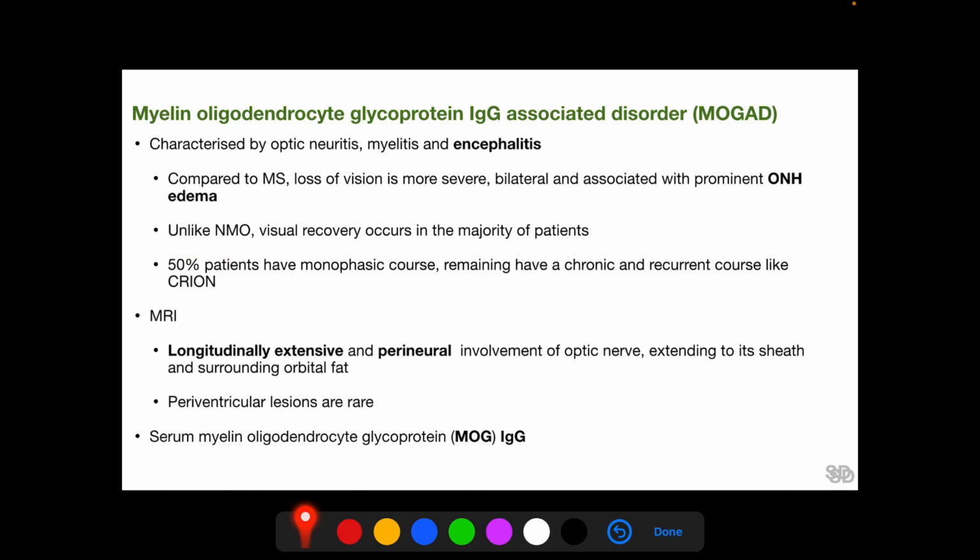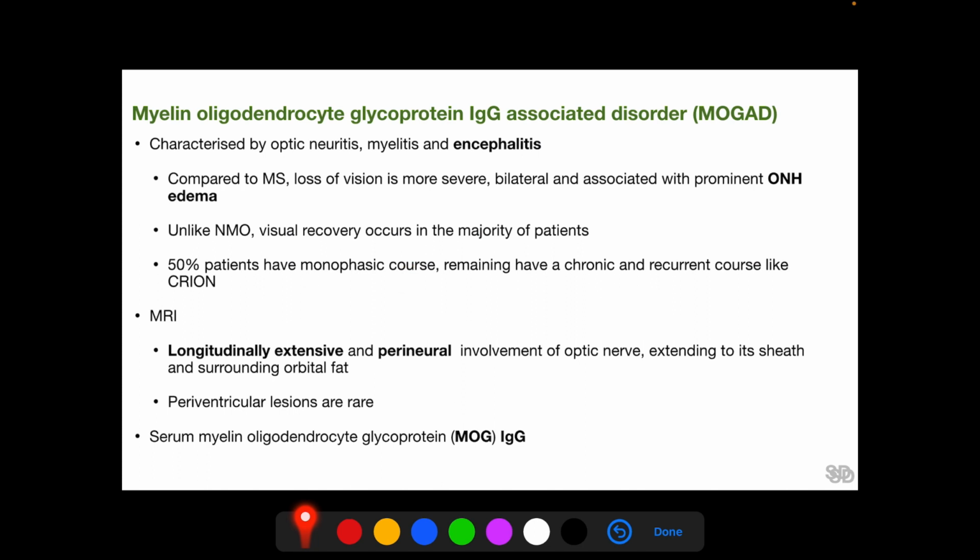However, unlike NMO, visual recovery occurs in the majority of patients. So like NMO, the loss of vision is more severe and bilateral, and unlike NMO but like MS, visual recovery occurs in the majority of patients. 50% of patients have a monophasic course, that is a single episode, but the remaining have a chronic and recurrent course like CRION, which we come to in a subsequent slide.